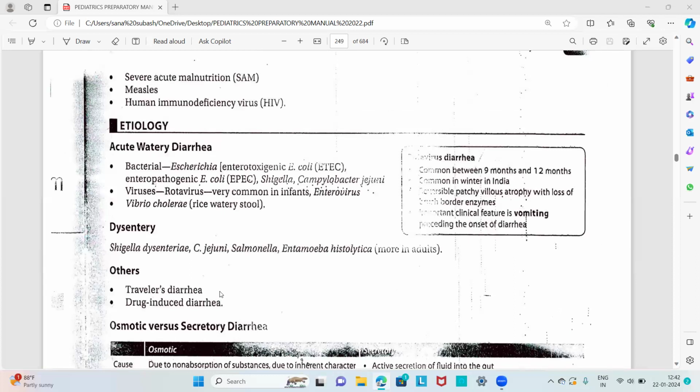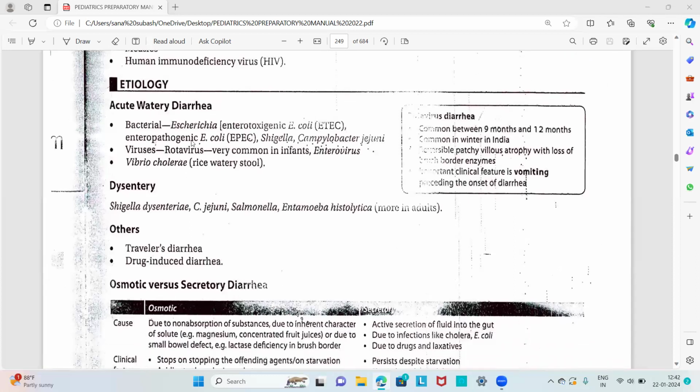Then about the etiology of acute diarrhea diseases: in acute watery diarrhea, the most common cause in infants is rotavirus infection, and some bacteria also lead to acute watery diarrhea, like Escherichia coli, including enterotoxigenic and enteropathogenic E. coli, and Shigella and Campylobacter jejuni, which are also important causative organisms. But rotavirus is very common in infants, and also enteroviruses and Vibrio cholerae, which has a characteristic stool appearance like rice water. These are the etiological factors for acute watery diarrhea.